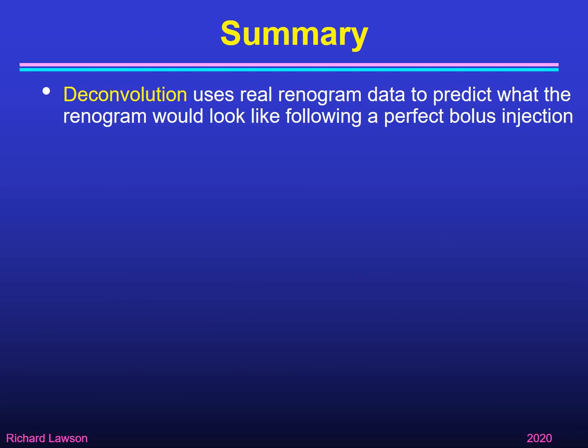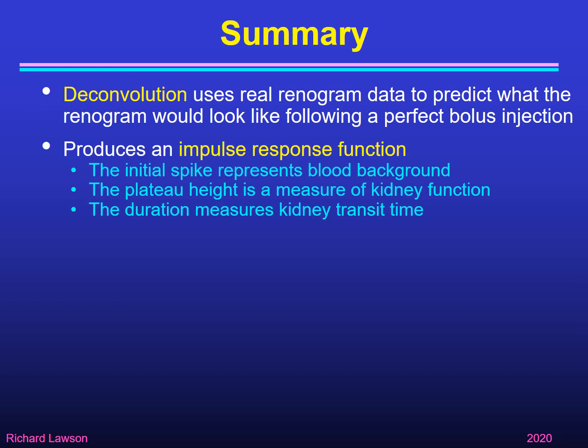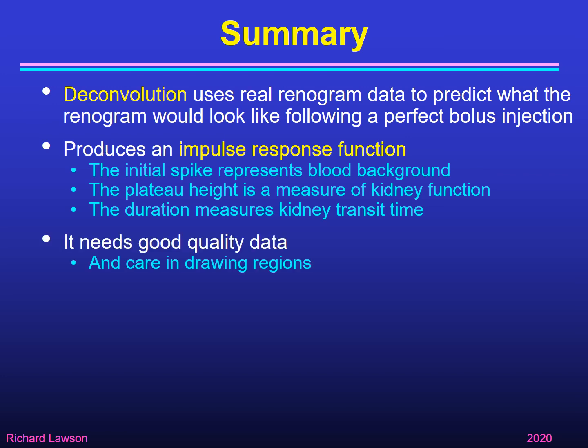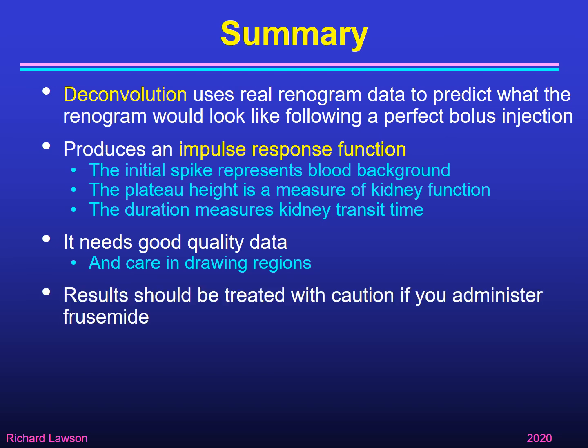So in summary, deconvolution uses the real Renogram to predict what the Renogram would look like following a perfect bolus injection. It produces something called the impulse response function, where the initial spike represents blood background, which can therefore be subtracted. The plateau height is a measure of kidney function, so that can be used to determine relative function, and the duration measures kidney transit time. But it needs good quality data and care in drawing the regions. And if you're administering Frusemide, then the results should be treated with caution, because it can upset the calculation.